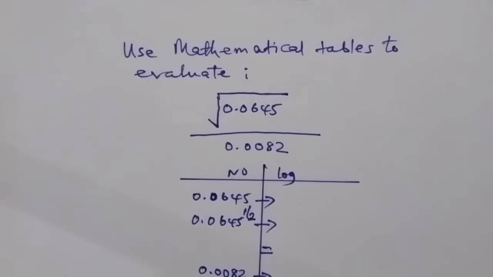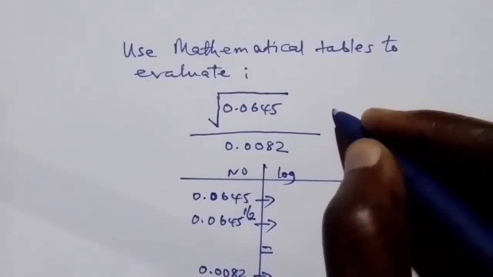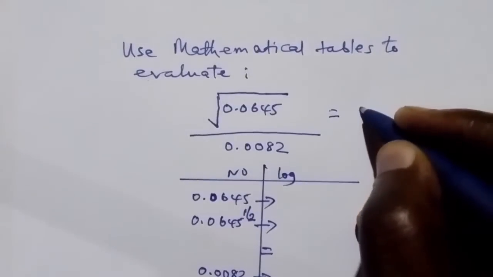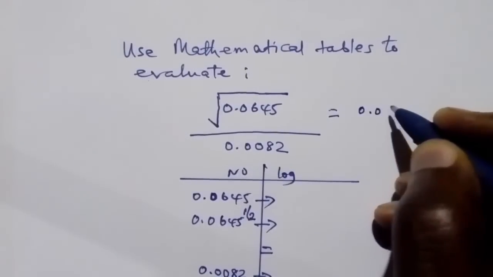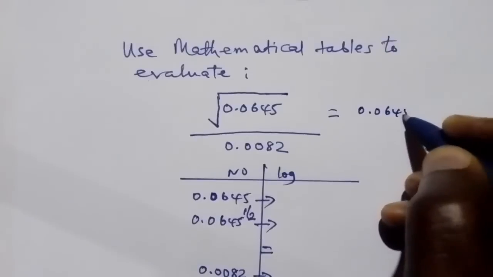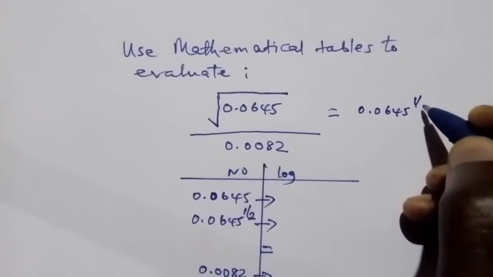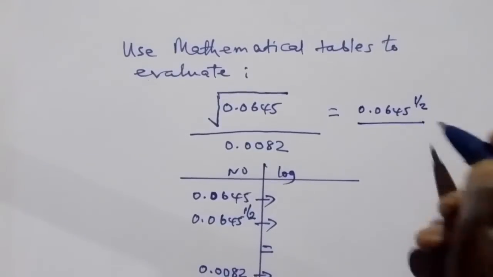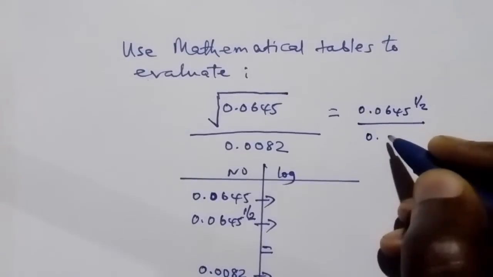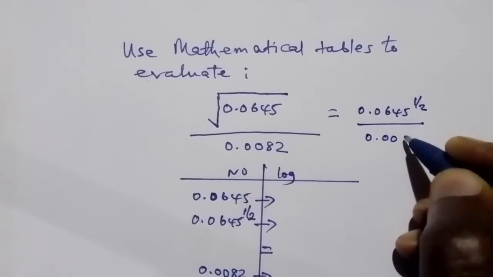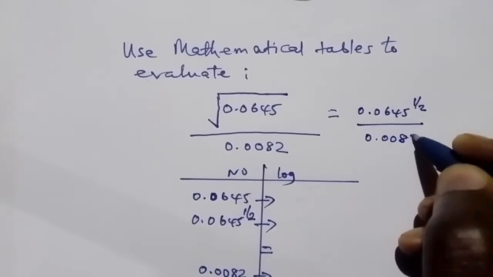Use mathematical tables to evaluate the square root of 0.0645 over 0.0082. We can write this as 0.0645 to the power of a half over 0.0082.